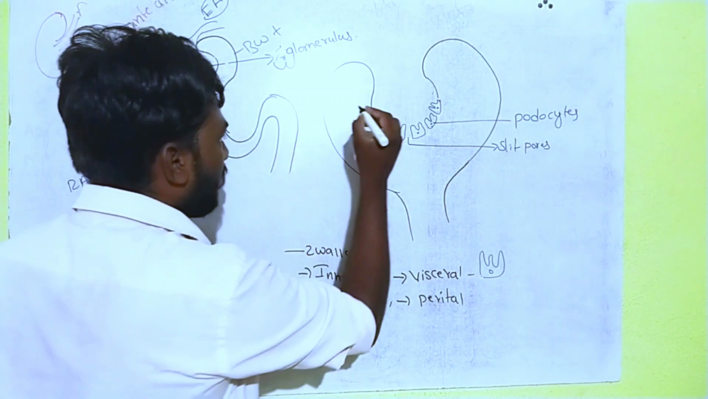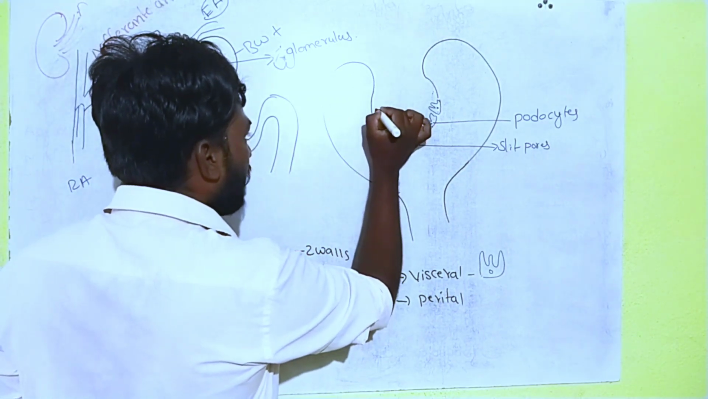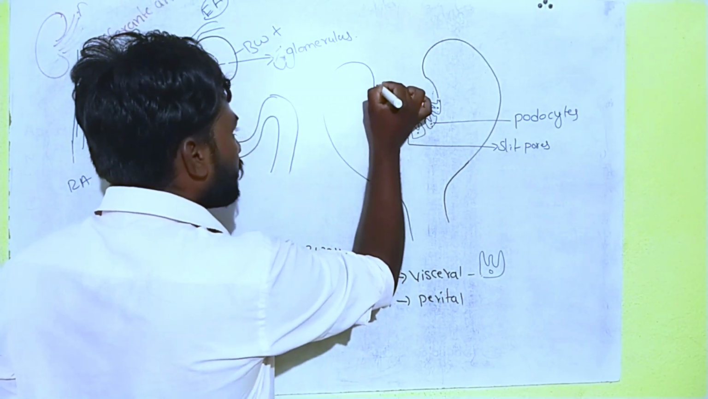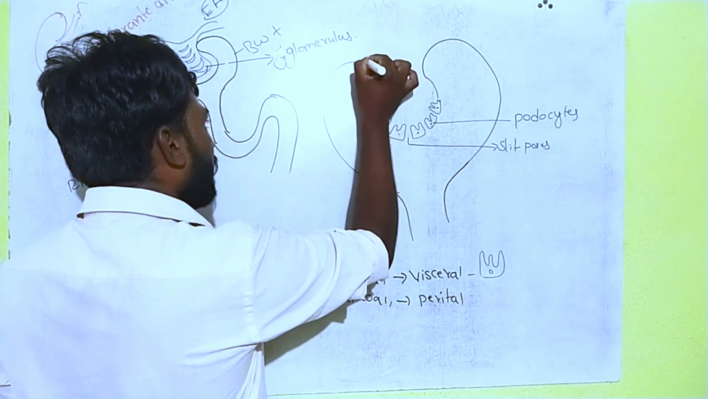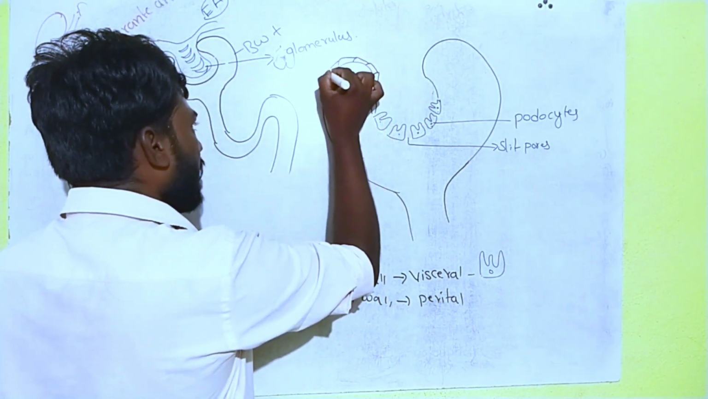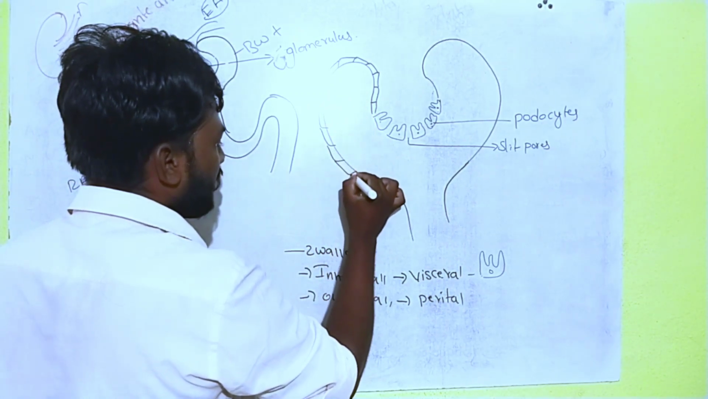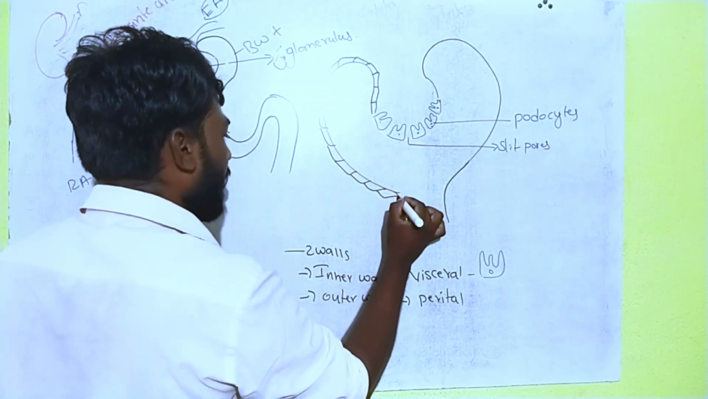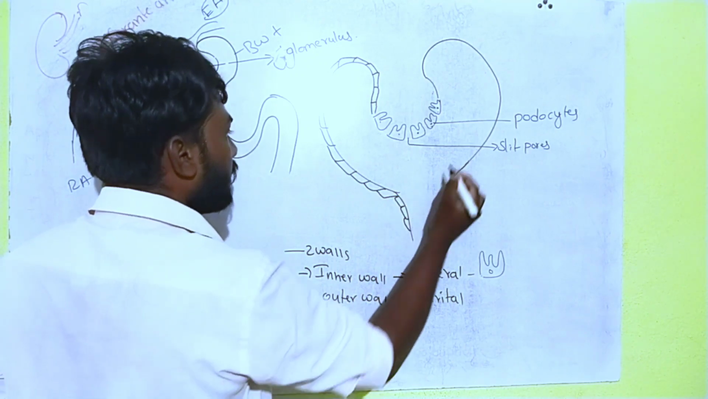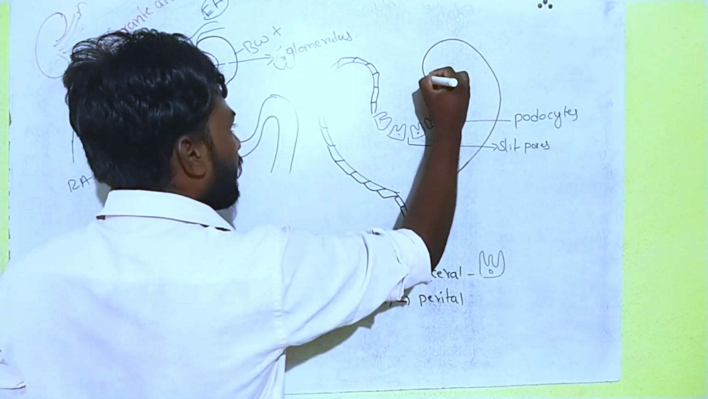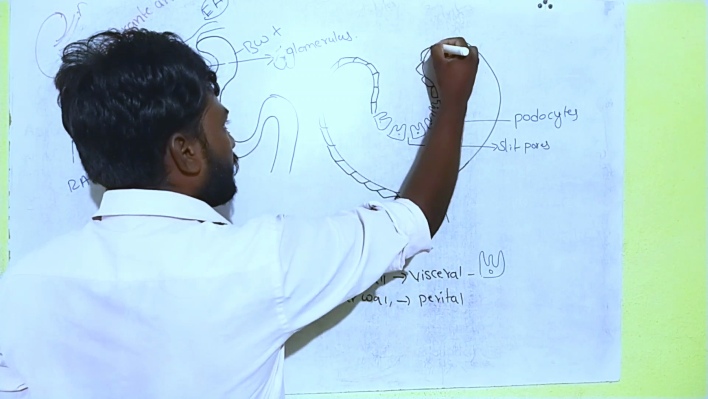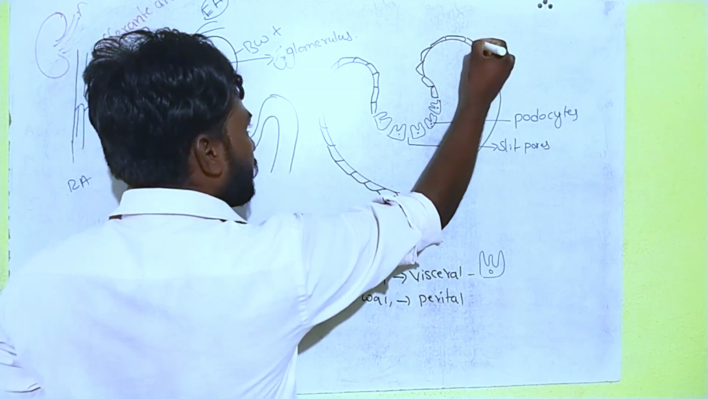Now I am using black color for the outer wall. The outer wall is lined with squamous epithelium cells. Very flat cells. Squamous epithelium cells are flat cells. Let me also make a diagram here of the squamous epithelium cells.